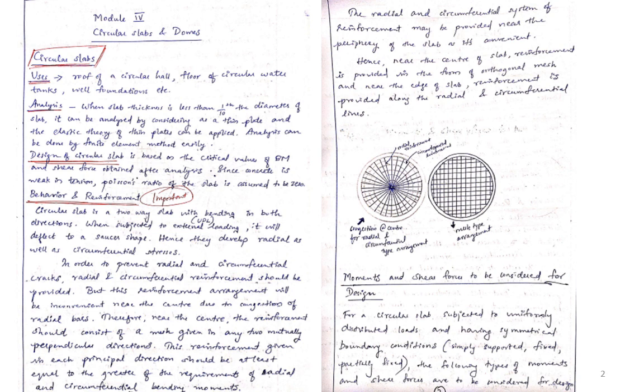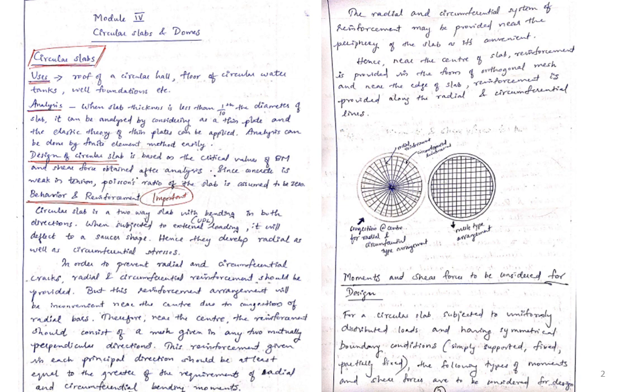And just look at this figure. This is having radial as well as circumferential reinforcement. And if you observe towards the center, the reinforcement will be very much congested. So practically this will be very difficult to establish. So we have to avoid such congestion towards the center, and we have to go for a mesh type of arrangement, which is shown here. This will be having reinforcement in mutually perpendicular directions. Reinforcement has to be laid as a mesh.